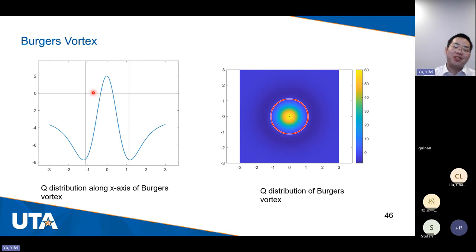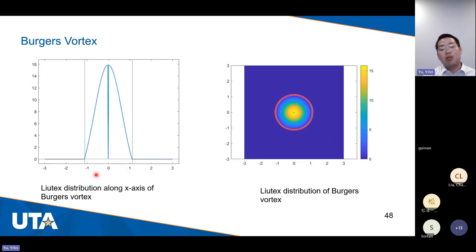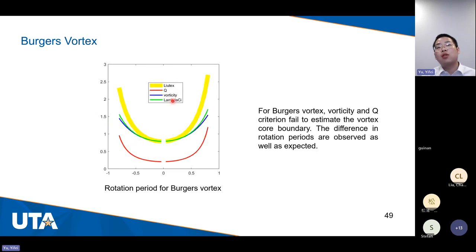And this time Q shows the incorrectness. These two black lines are the boundary, but Q reaches zero much, much less than the expected vortex boundary. So Q becomes zero here and here. It should be here. And lambda CI, I think, is the closest to Liutex. It also performs well for this case. So no visible difference, and Liutex also the same, no visible difference. We look at the rotation period. We still can observe the difference.